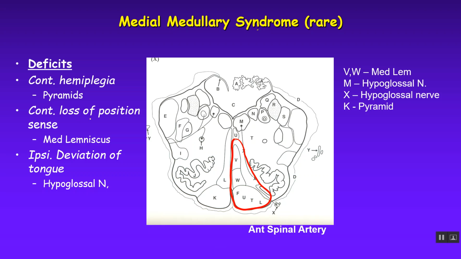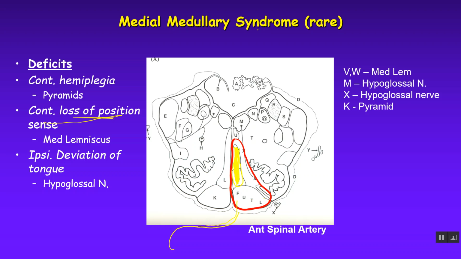Then we have contralateral loss of position sense, because it also affects the medial lemniscus. Remember, the medial lemniscus in this region is oriented in an anterior to posterior direction, but it's all crossed over already. It crossed over at the decussation of the medial lemniscus lower down. So if you damage this, you have contralateral loss of proprioception.